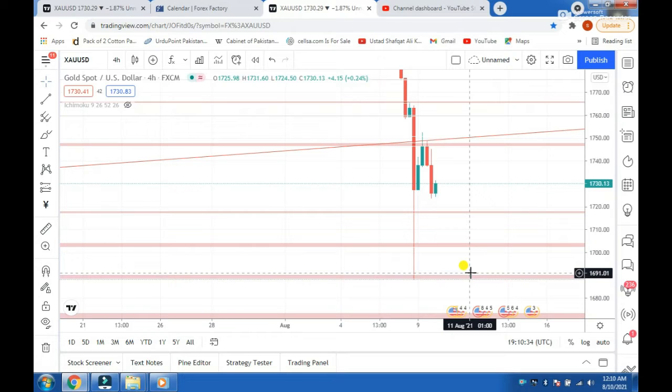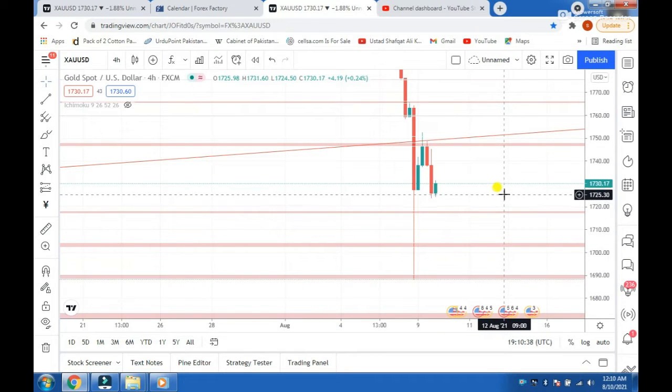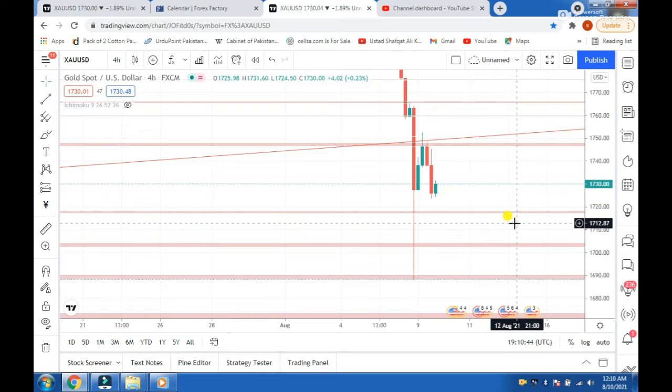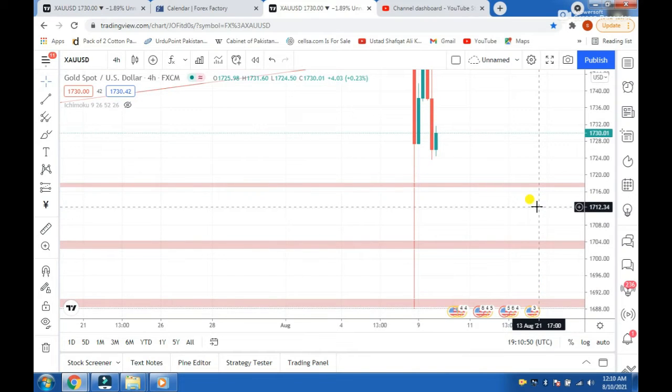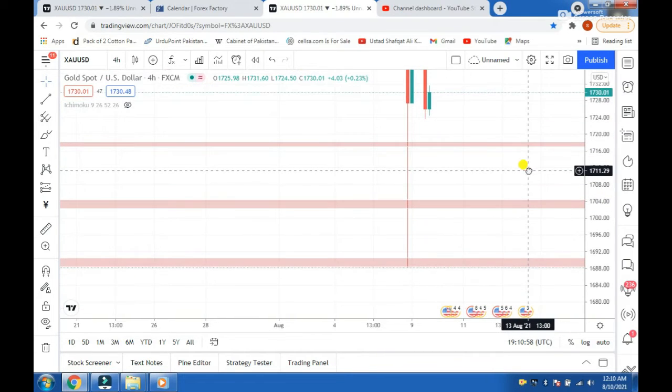The basic supportive areas for gold right now: 1726 to 1727 is a good supportive area, so you should look to buy at that point. Also 1715 to 1718 or 1719 is a good support for gold. You have to open scalping buy trades. We will also tell you what scalping means and how to do scalping trades in our next videos.